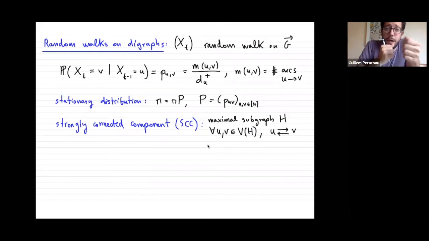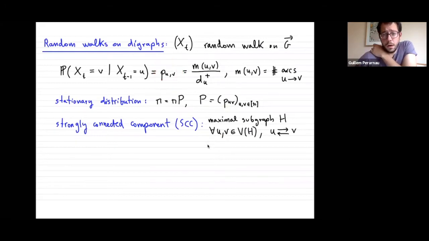Okay, so I'll need a couple of definitions. The first one is well known, the stationary distribution. A stationary distribution is a probability distribution that satisfies this equation here, where P is just this matrix. It's called the transition matrix, and it has these entries here, where the entry is the probability of going from u to v. So this is going to be a stationary distribution.